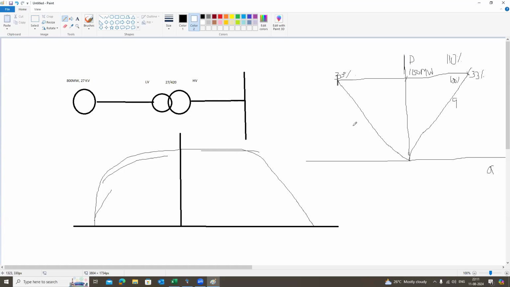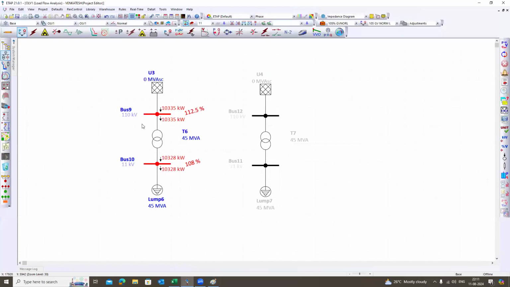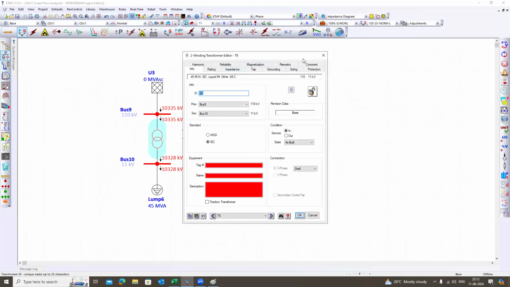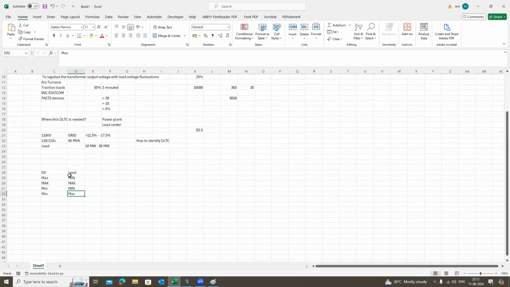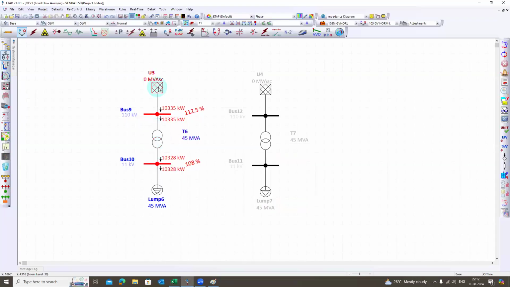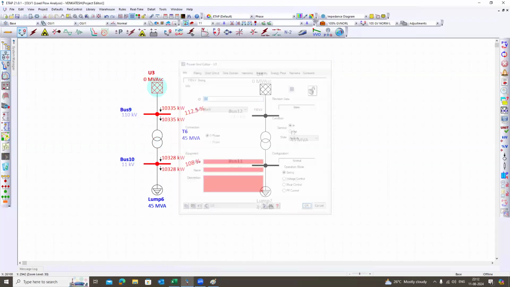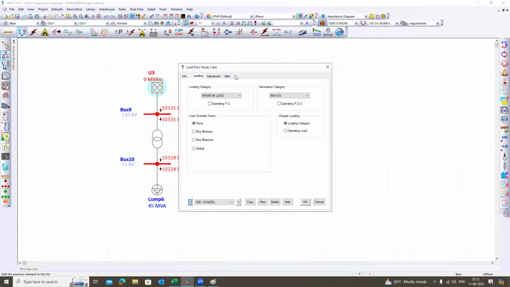Okay, sir. Can you just show it once again, sir? Which one? The tap selection extreme case. This is simple. Here I am finding the tap for two conditions. One is maximum grid voltage with minimum load, and the other is minimum grid voltage with maximum load. In this loading, I have selected the maximum grid voltage and minimum load. So this gives you the maximum tap.